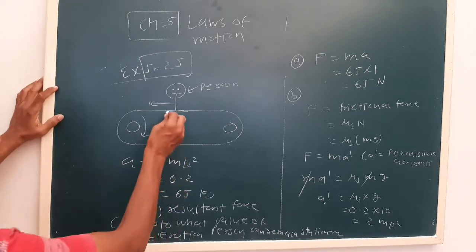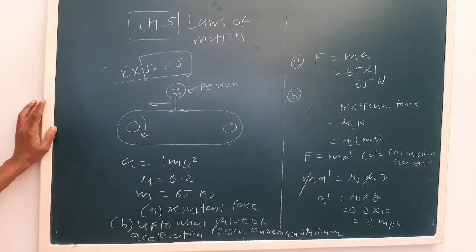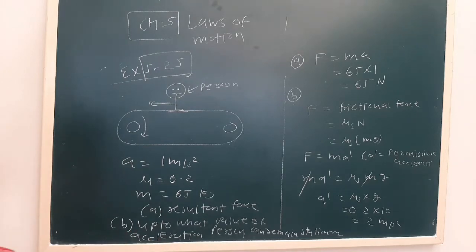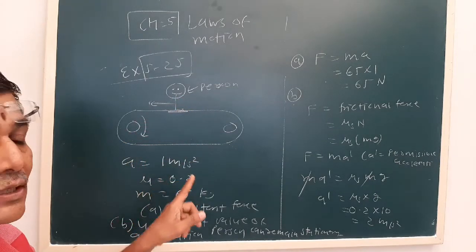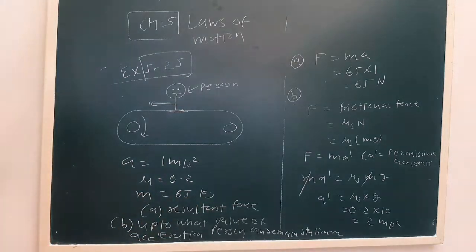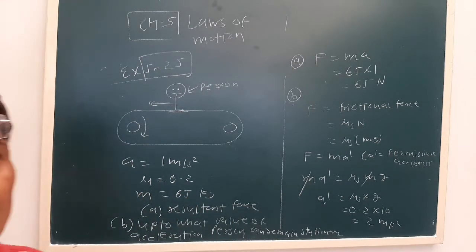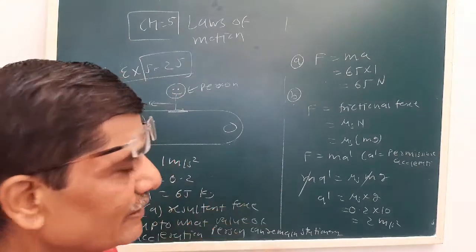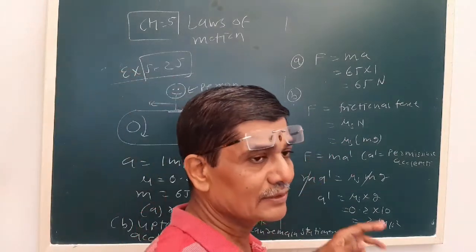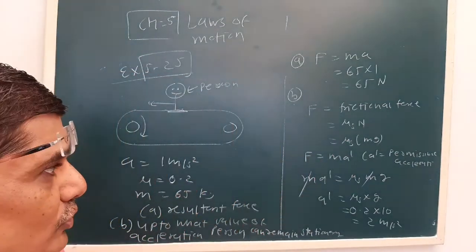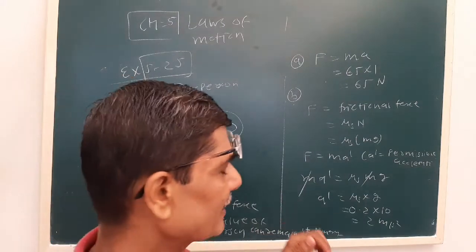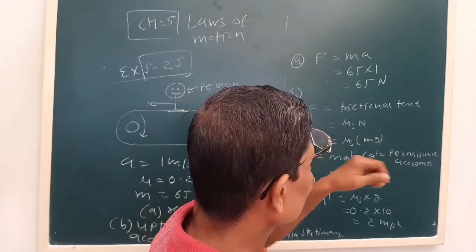Now see, the coefficient of friction is given as 0.2. In the first case, it is given that the person is stationary. Now the second part of the question says up to what acceleration. Now let us say the acceleration of the roller is changed from 1 meter per second square to any other value. We have to find out up to what acceleration it can remain stationary. So in that case, we have to compare with the maximum static friction force, Fs max, that is mu s into N.